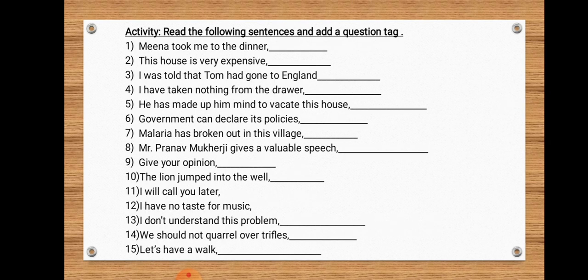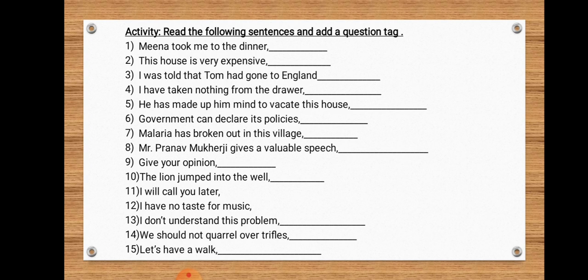Now we will have an activity based on question tags. "Meena took me to the dinner." Look at the verb took. It is simple past. So "didn't she?" Instead of Meena, what will come here? She will come. "This house is very expensive." "Isn't it?" "I was told that Tom had gone to England." "Wasn't I?" "I have taken nothing from the drawer." "Haven't I?"